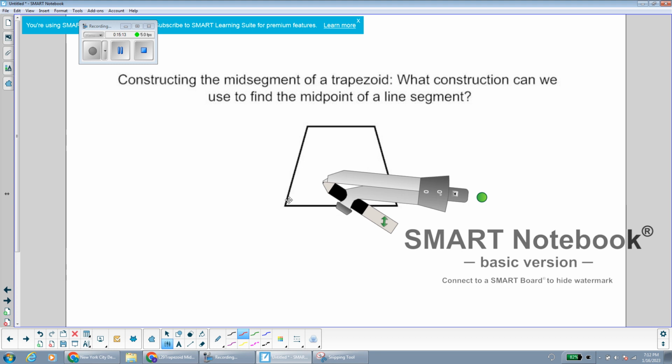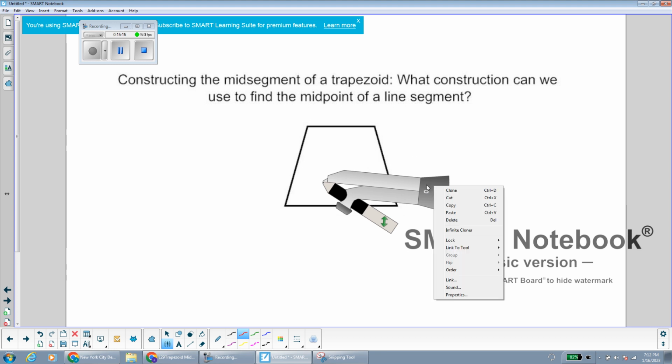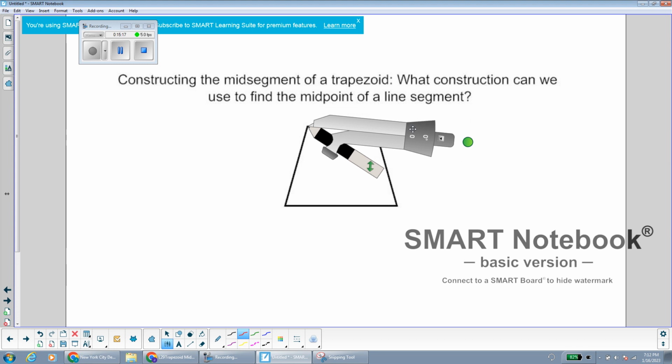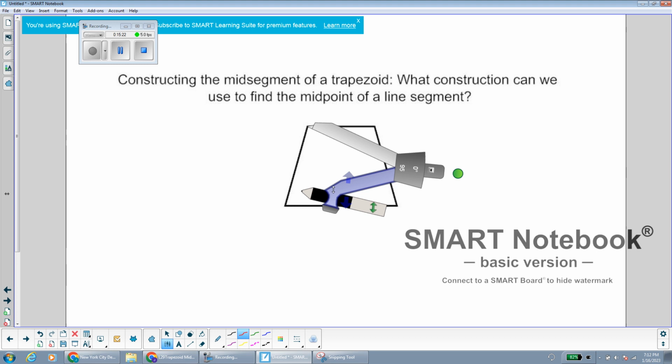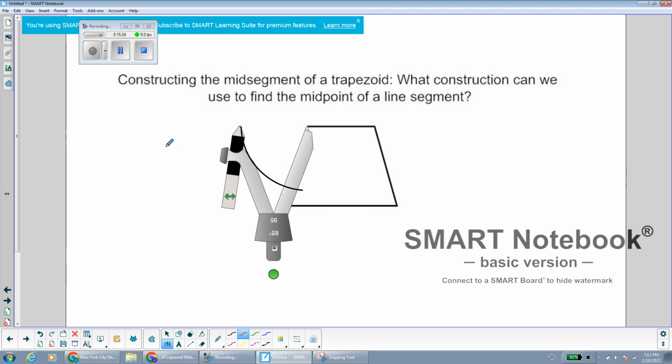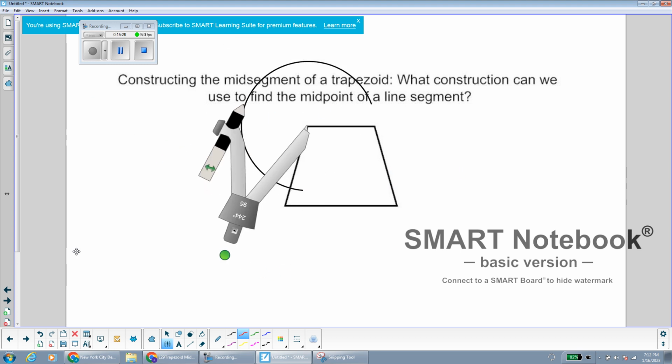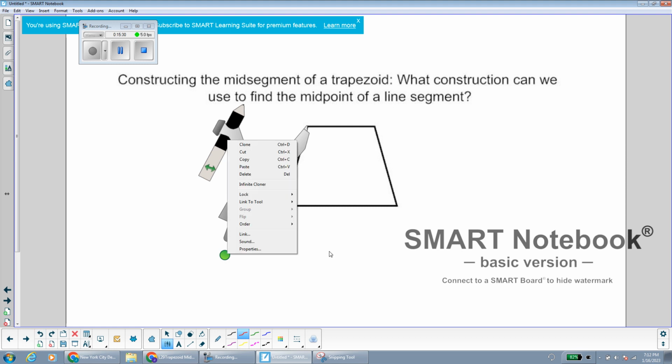So first, I'm going to start with this leg over here. So I'm going to put my point on one of the endpoints of the trapezoid. I'm going to open up more than halfway, about 3/4 of the way down, and I'm going to make an arc that goes, oops. Oh no, my arc is swinging out of control here. Let me try that again.